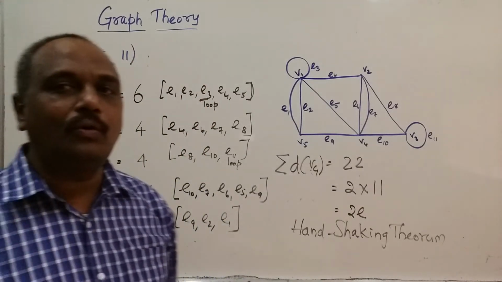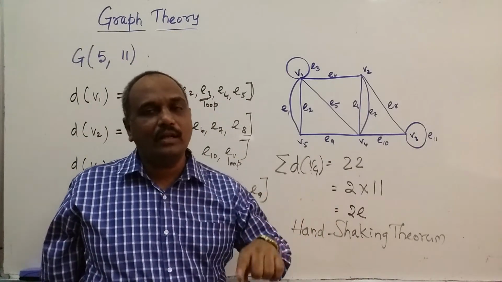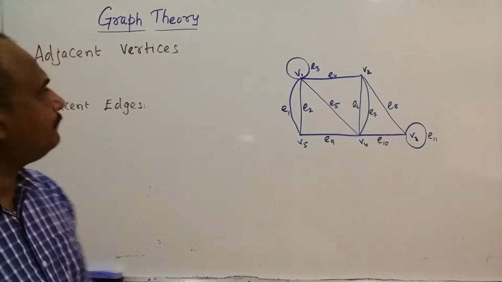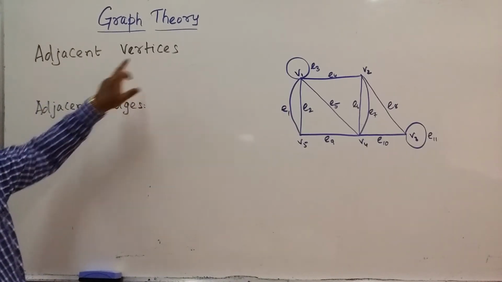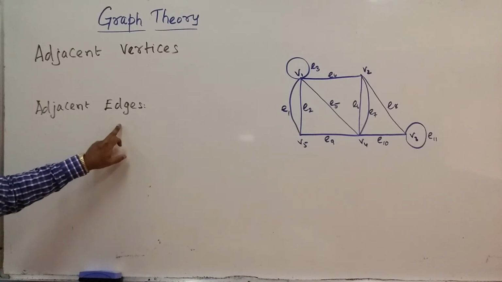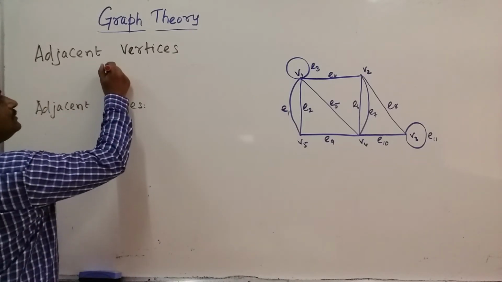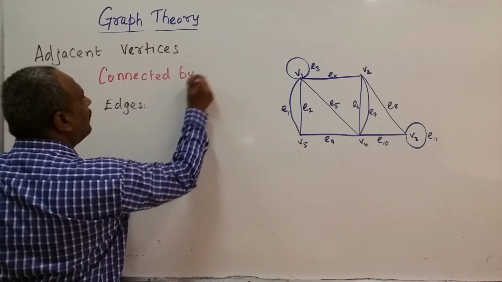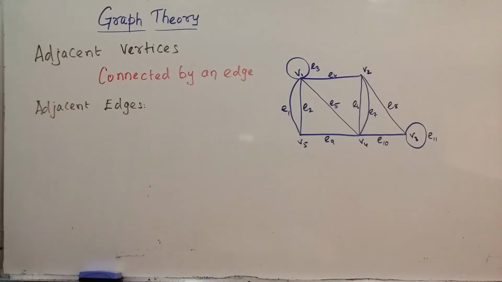Here we are going to discuss 2 more ideas. One is called adjacent vertex and another one is called adjacent edges. See here, we are going to discuss adjacent vertices and adjacent edges. The meaning of adjacent vertices is nothing but the vertices connected by an edge.